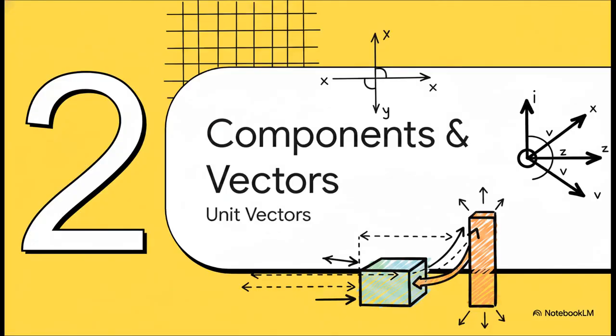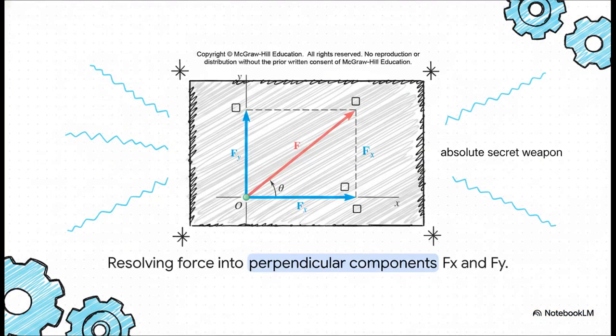Moving right along to Section 2, Components and Unit Vectors. So, we know what forces are, but to actually analyze them mathematically, we have to break them down into digestible pieces. Imagine you've got a force vector, let's call it F, acting at an angle, theta. We can resolve the single-angled vector into perfectly perpendicular components, essentially drawing a perfect rectangle. We call these Fx and Fy, which are your rectangular vector components. Honestly, this is the absolute secret weapon of statics. You're taking one awkward angled line and turning it into two nice, neat straight lines right along your axes.